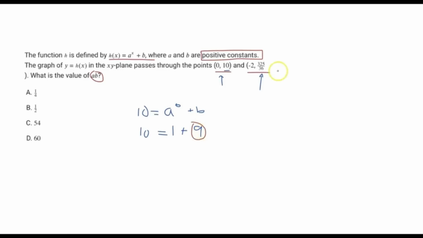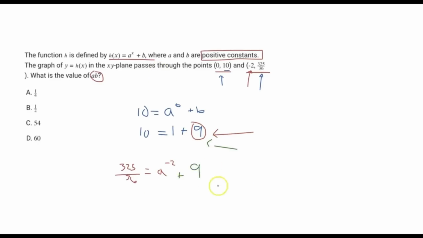Now what we want to do is tackle the second part. So the second part here is -2, 325 over 36. So let's see what we can do here now that we know what the b value is. So we know the output is going to be 325 over 36. And we want to set this equivalent to just our general form a^x. So a, we don't know what that is. X here, in our case, it says it's -2. So -2. And we already found the b value from our previous journey up there. So that's going to be plus 9. And so now what we want to do is just solve for a, right?